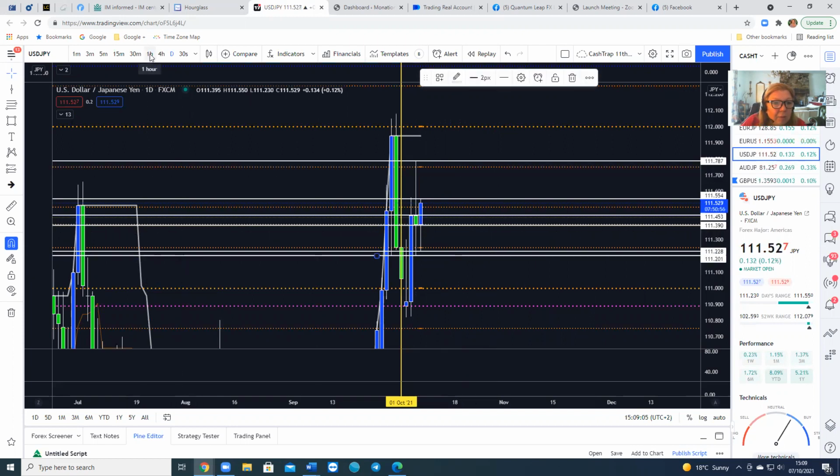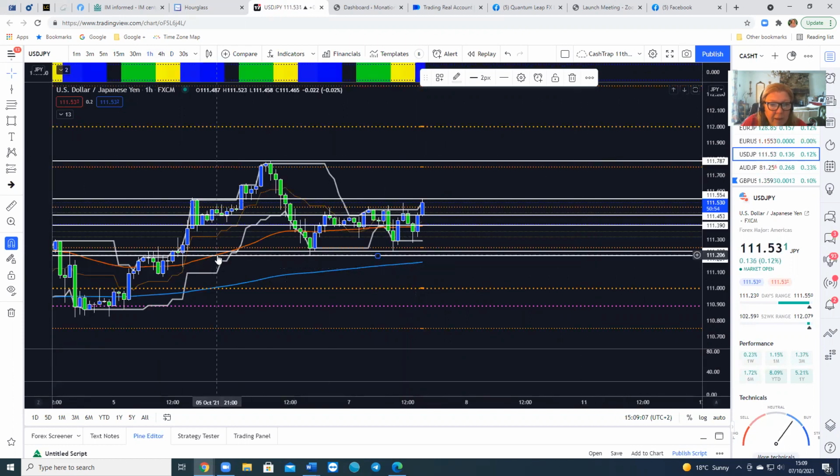And then if we look at the hourly, we can see the movement on UJ. It's been pretty much held by that 111.500, which is a quarter point. And there's the daily at 554. So that's where it is at the moment. Just not done an awful lot.